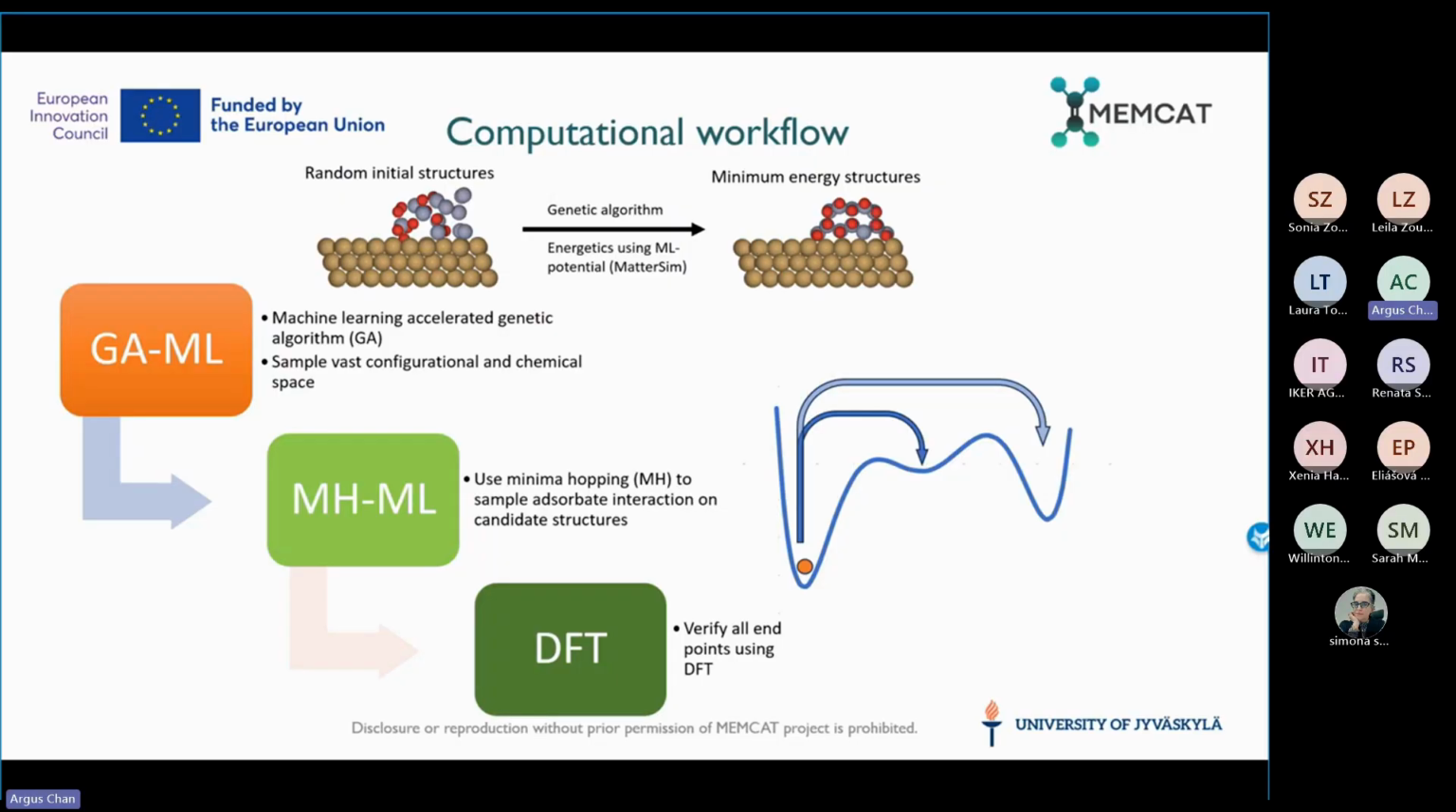Once we have those structures, we then employ again machine learning, but this time with minima hopping, to search for the potential sites for the reactants to bind. And in the end, we have a set of machine learned structures, and we apply the density functional theory calculations, which can be considered more accurate. Of course, this is always a controversial issue, how reliable these DFT calculations are, but anyway, to verify what the binding energy is, for example, for the reactant.